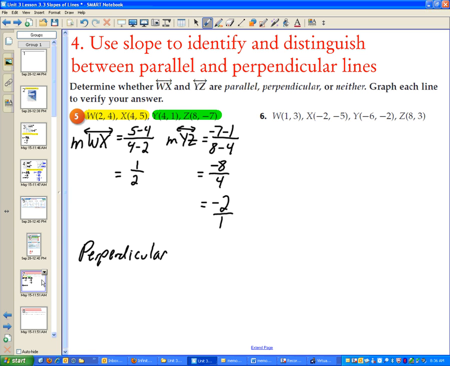All right. Do number 6. Let's hold off on the graph. We'll do that in a minute, okay? Go ahead and do number 6.